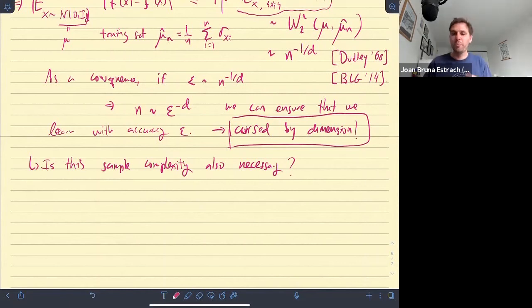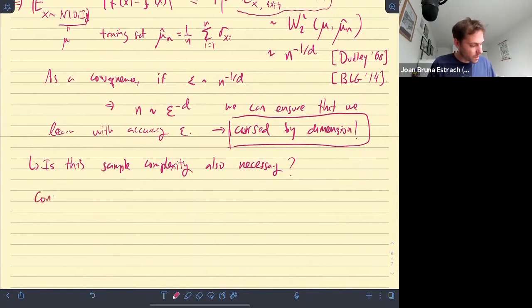I just wanted to give you the flavor. I'm not going to be very formal here, and I don't want to spend too much time, but I'm going to give you the intuition: this dependency is necessary, it is inherent to the fact that our hypothesis class is just too large. There are too many Lipschitz functions in high dimension.